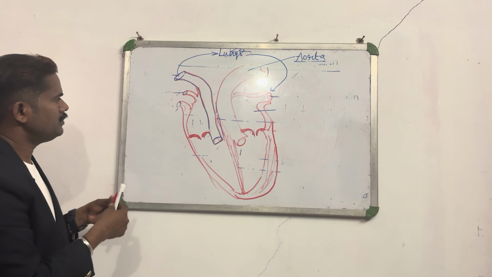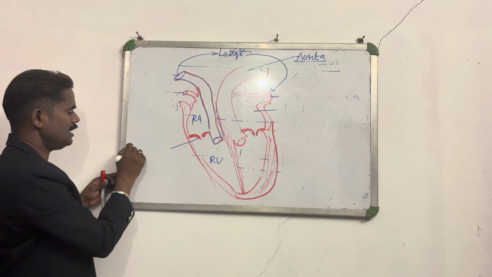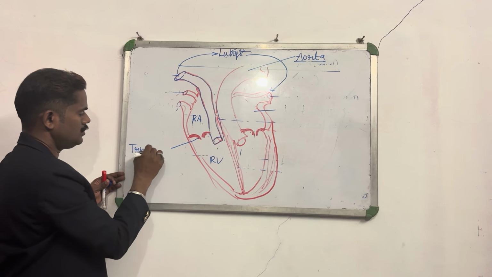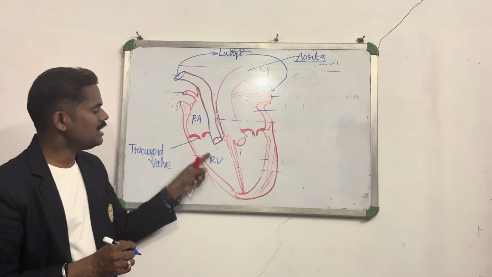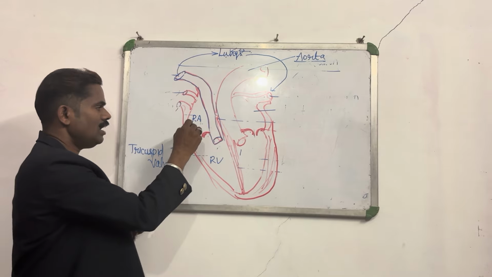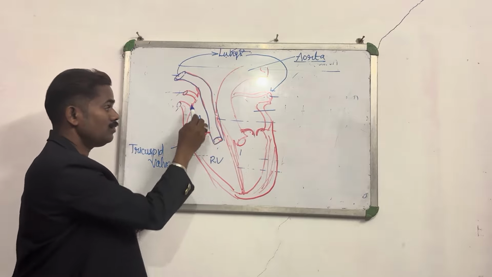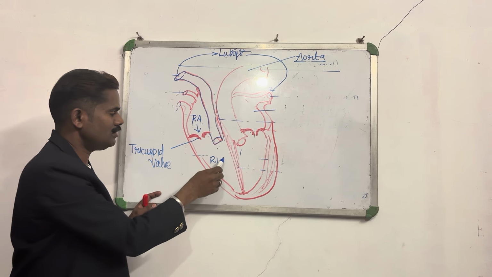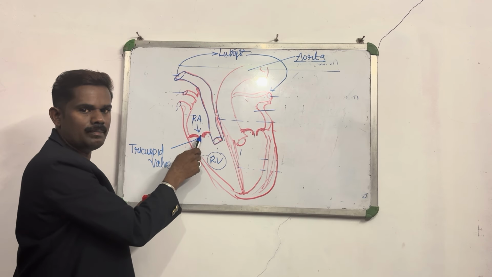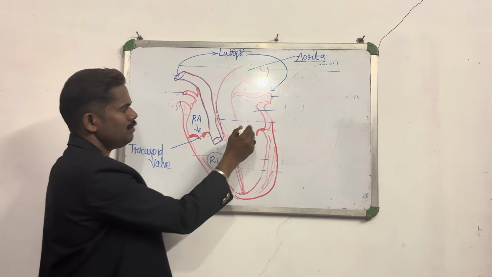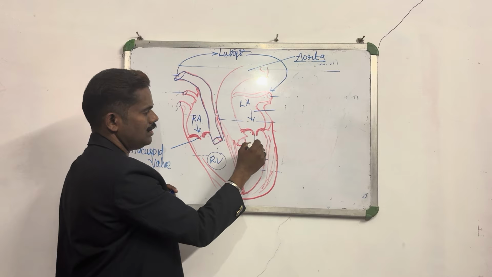And here there is a valve between right atrium and right ventricle, and this is called a tricuspid valve. This tricuspid valve is located at the right atrioventricular septum, and this allows the flow of blood from right atrium to right ventricle, and it prevents the backward flow of blood. So once the blood enters the right ventricle, blood does not go back to the right atrium because this valve prevents the backward flow.